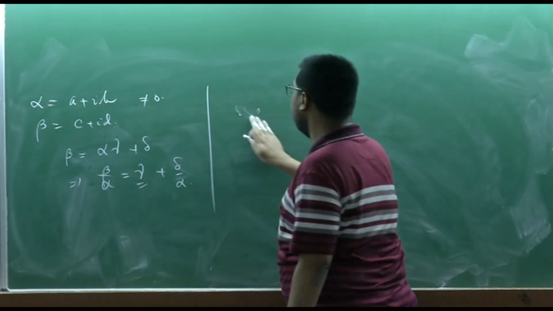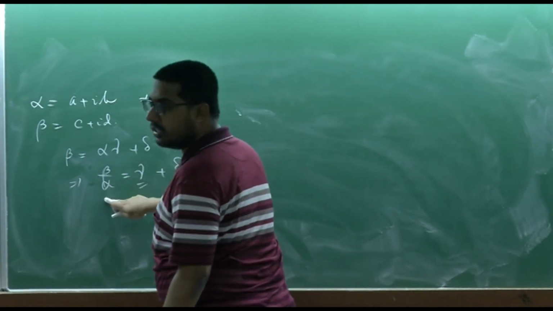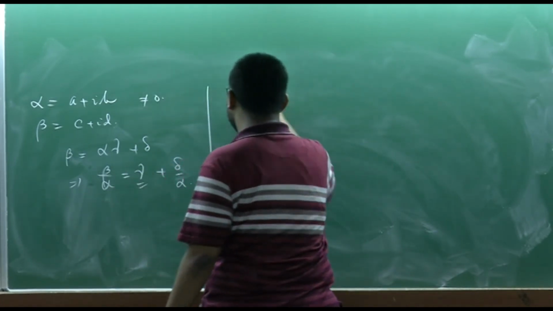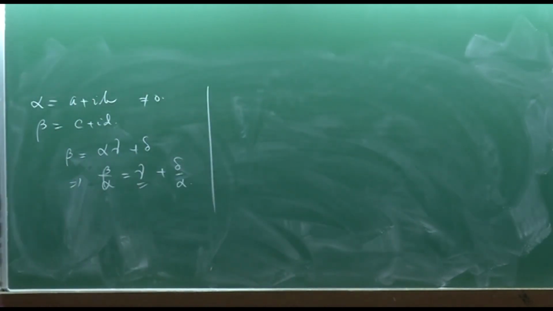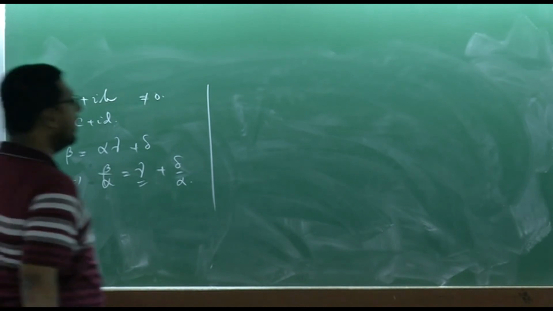Remember, here this is a complex number, not necessarily a Gaussian integer. So we divide them as complex numbers, because in a field we can always do that, and whatever we obtain there, from that we will pick up an appropriate Gaussian integer. That is what the idea is.